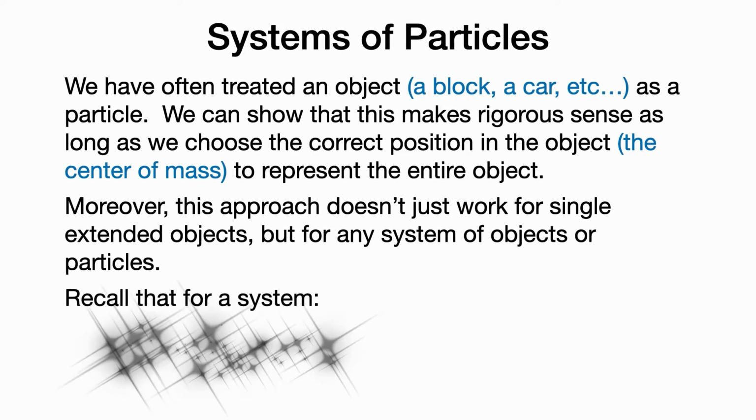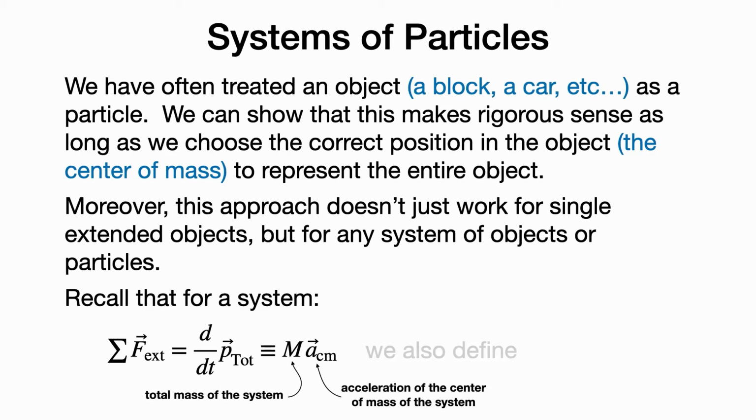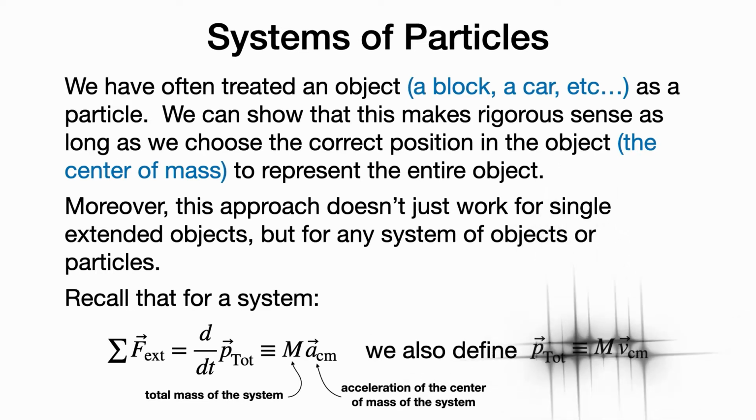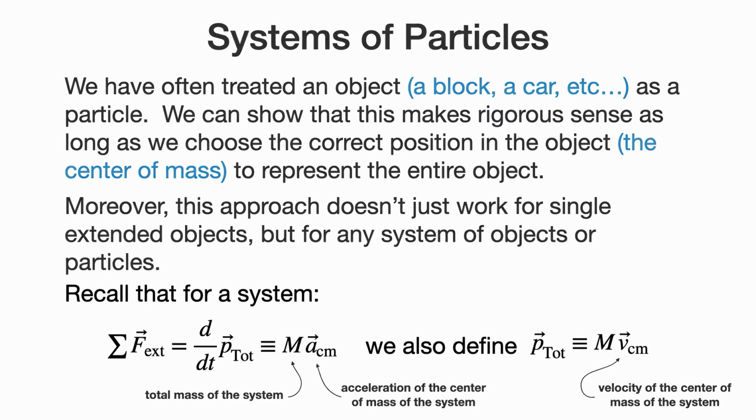So recall that for a system, we have that the sum of the external forces is equal to the time rate of change of the total momentum of the system. And we can define this as being the total mass of the system times the acceleration of what we consider the center of mass of the system. We also define the total momentum of the system as the total mass of the system times the velocity of the center of mass of the system.